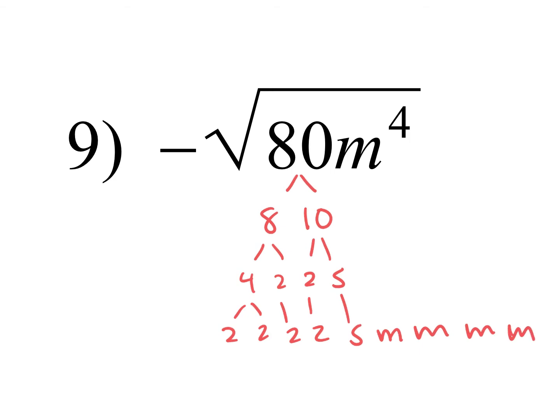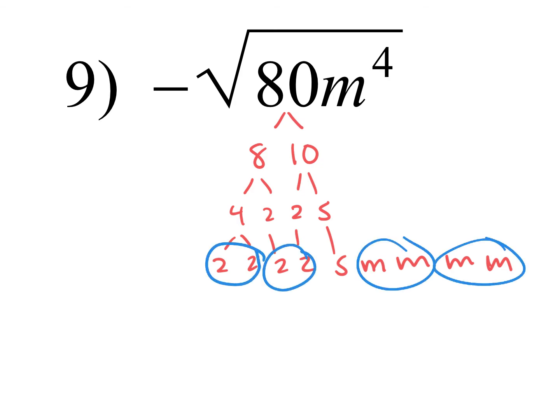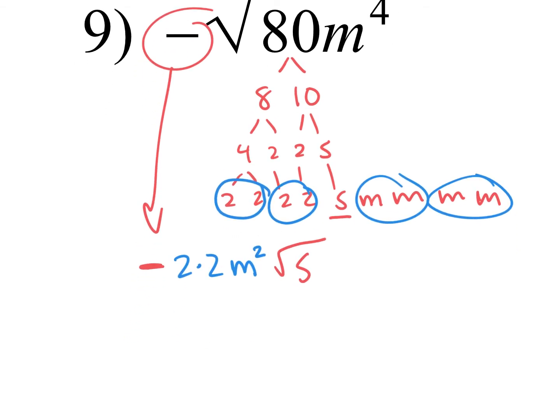I'm circling groups of how many here? Groups of 2. So I have 2 2's, 2 2's, 2 m's, and 2 m's. So what comes to the outside? 2 times 2, m squared, because I have 2 m's. And what's left on the inside? Square root 5. Did I have anything on the outside to start? That negative. So I need to make sure that I put that negative in my answer also.